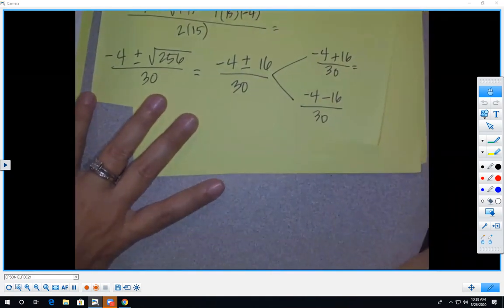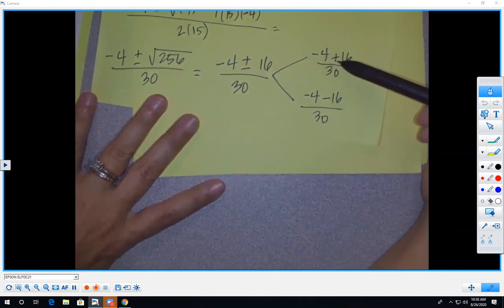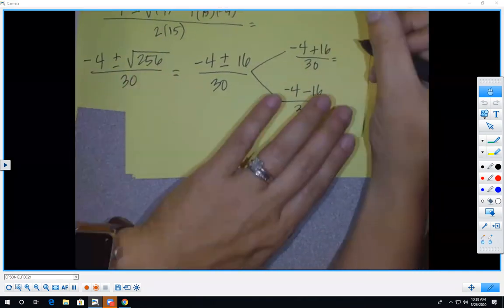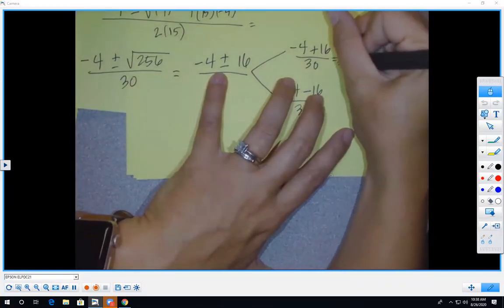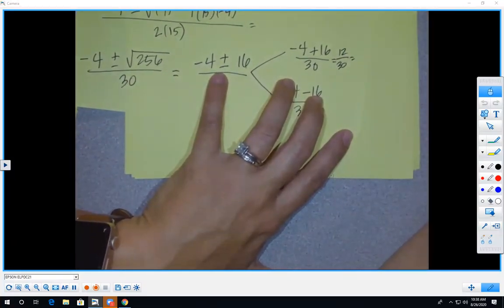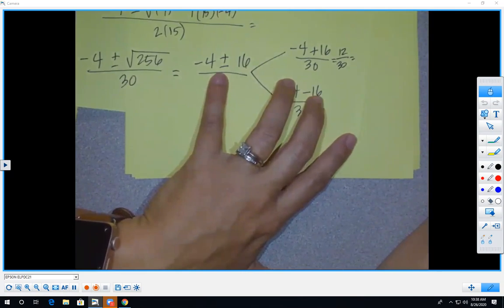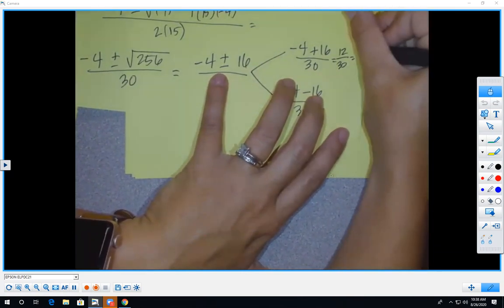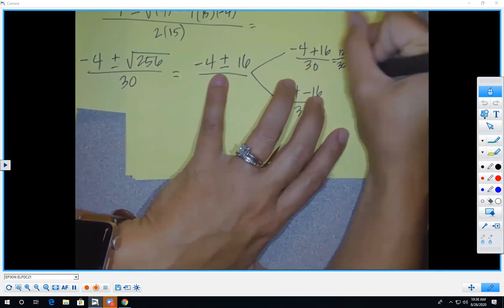So my first answer, or my first problem, is negative 4 plus 16. What's negative 4 plus 16? 12. And 12 over 30 reduces to 2/5. They both divide by 6. So 2/5. That is one answer.